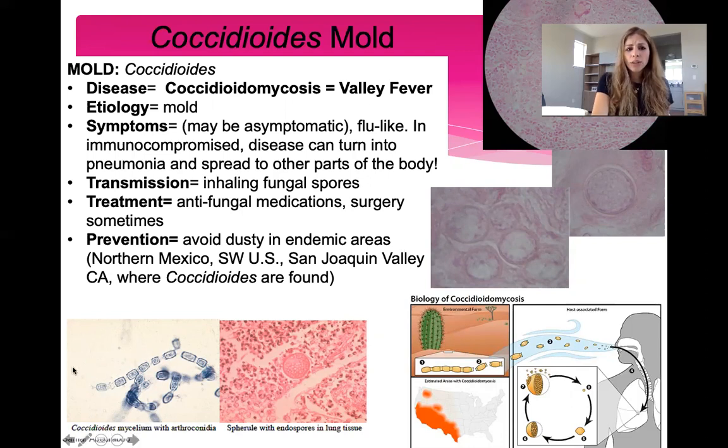So here's what Coccidioides looks like, the mold. Here's what it looks like under the microscope. And here are endospores in lung tissue. But here again is the mycelium of the mold. And here are more images of the mold itself. Here is an image of someone inhaling the mold spores and it causing the disease. So the spores get inhaled, and then in the lungs they germinate because your lungs are very aerobic.